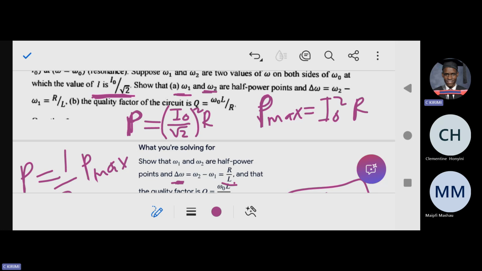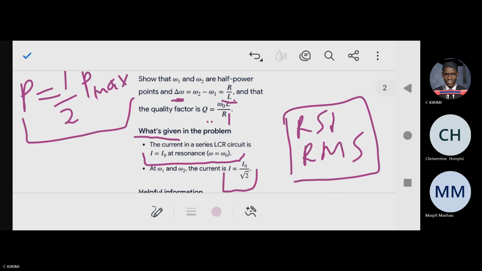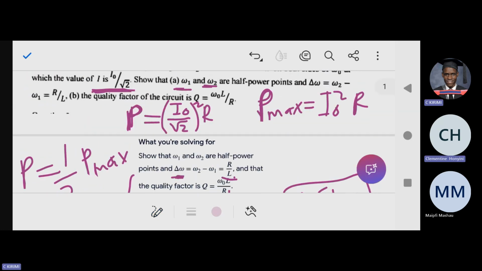And what is the half power point? This condition must be met. So you determine from that, are you getting a half? Then you solve the P. Let's solve the P. You get I naught squared over, if you are solving this P. So which means my P is equal to I naught squared.